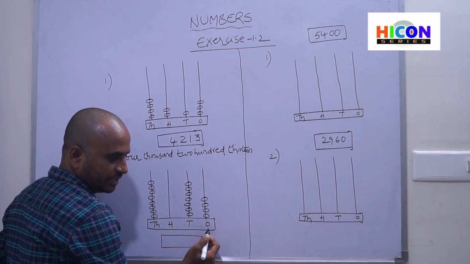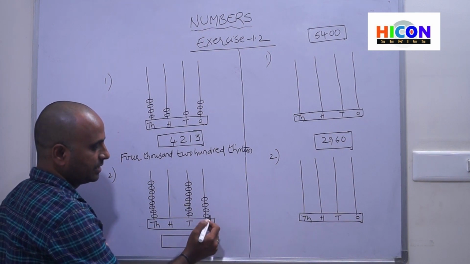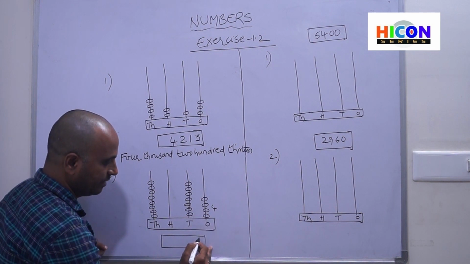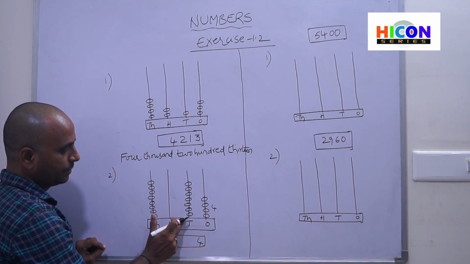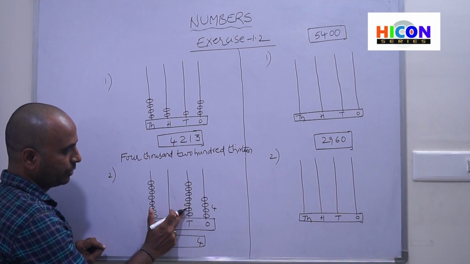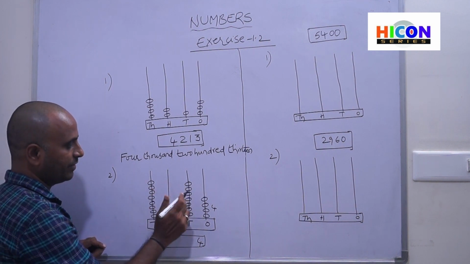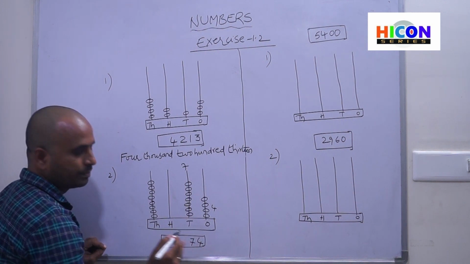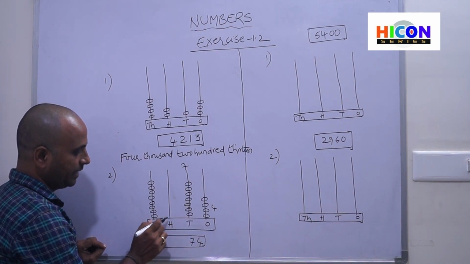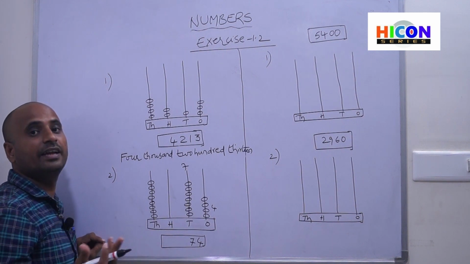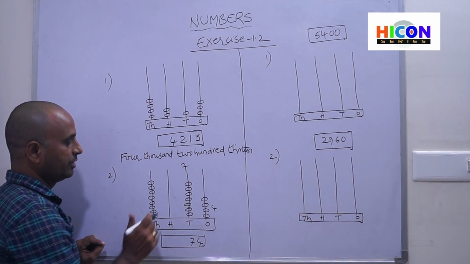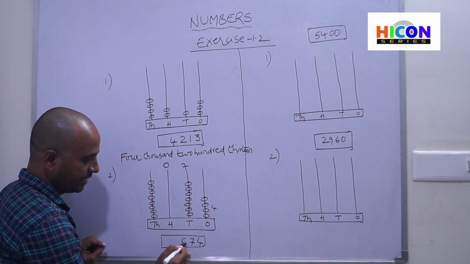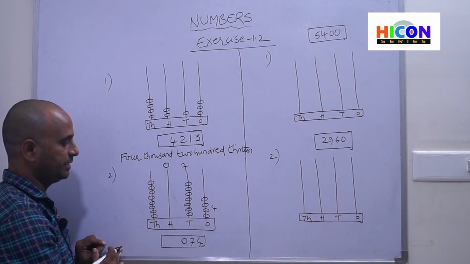The first stick, that means the ones place stick, contains 4 beads, so 4 is present in the ones place. The tens place stick contains 1, 2, 3, 4, 5, 6, 7 beads, so 7 is present in the tens place. The hundreds place stick does not contain any beads, that means 0 beads, so 0 is present in the hundreds place. Write 0 in the hundreds place.